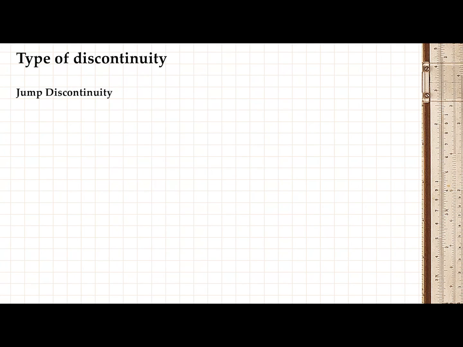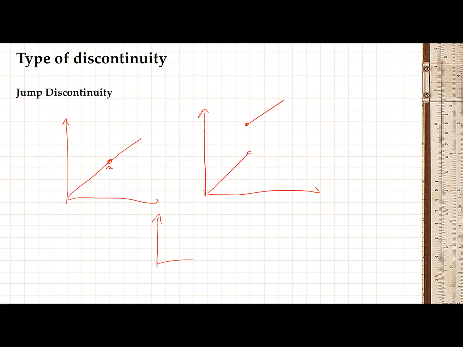The second type of discontinuity is jump discontinuity, which is pretty similar to the point discontinuity. The difference is that instead of jumping at only one single point here, the whole portion of the graph jumps. Let's say we have a graph here, and then the graph jumps to somewhere else. Or it can also be like this, or this. You can have the point filled first, and then it jumps somewhere else and becomes a hollow point.